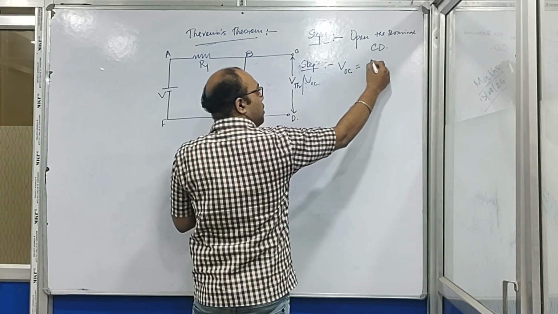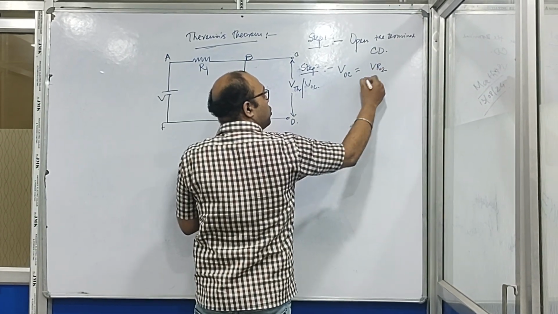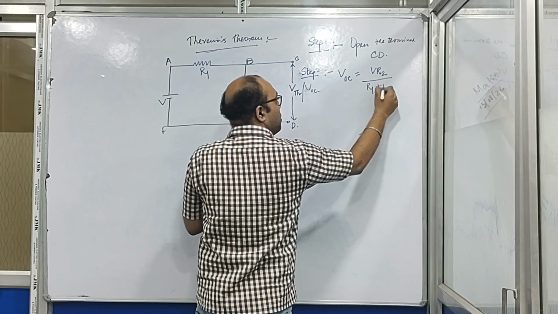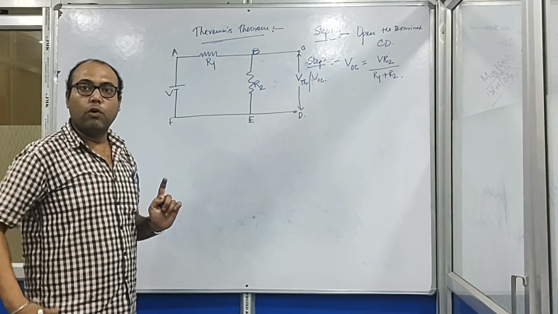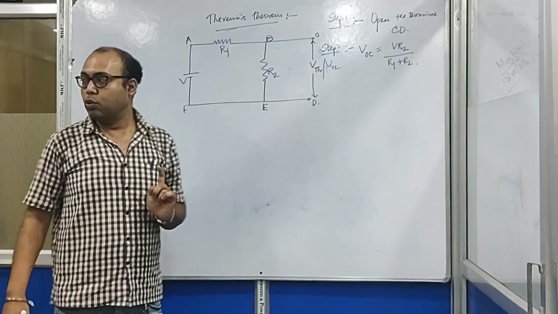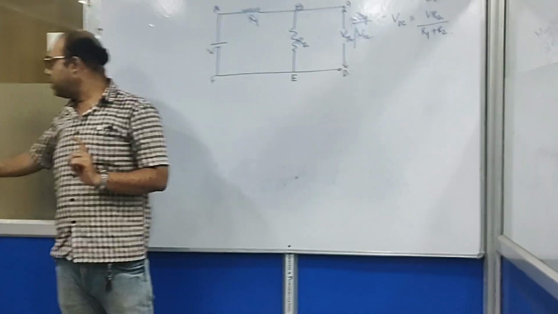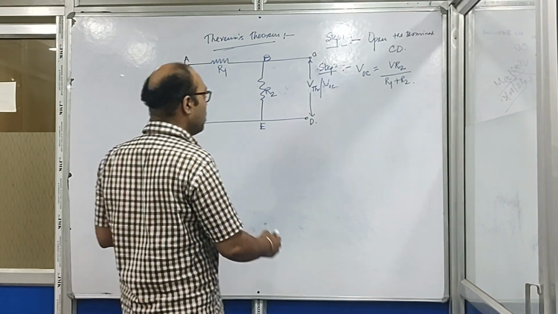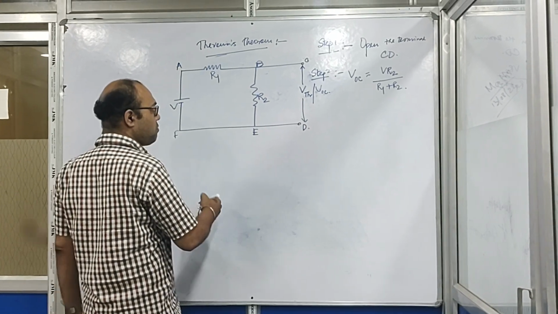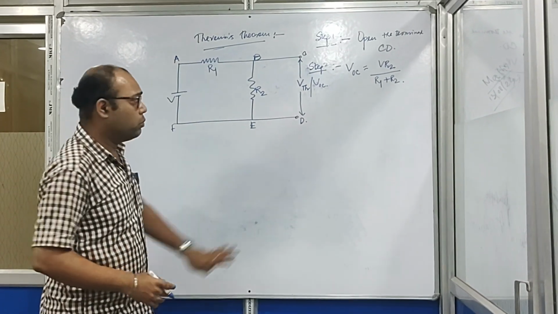So, what it will be? V into R2 by R1 plus R2. This is according to the voltage divider rule. This was step 2.